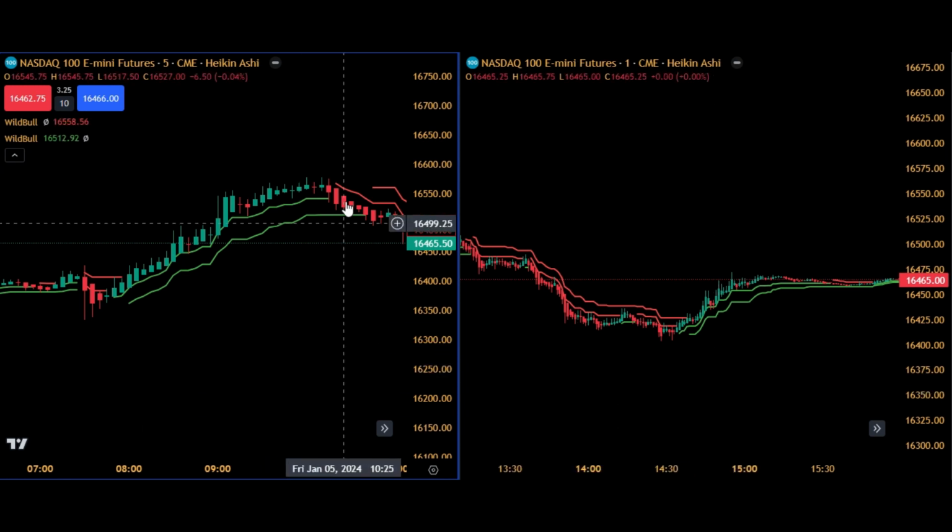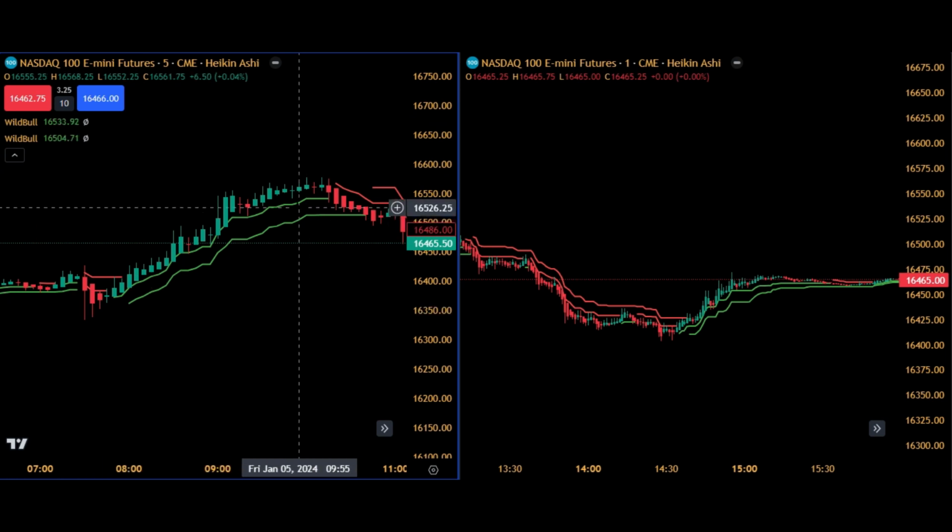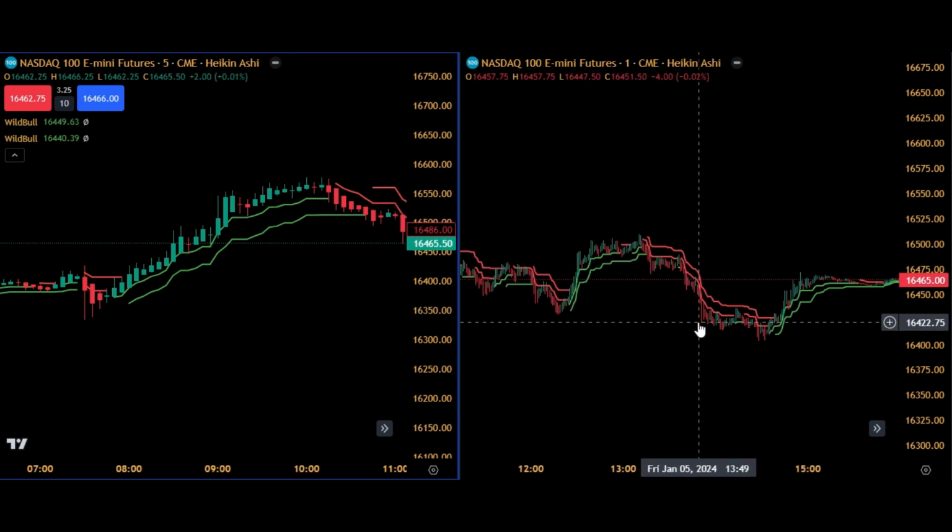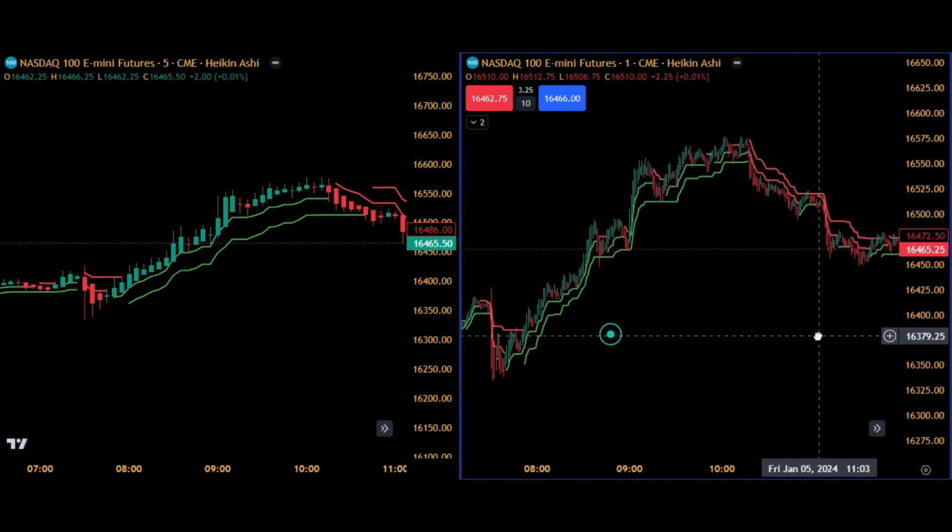Okay, so this is today's chart, and the one on the left side is the 5-minute view, and the one on the right side is 1 minute.